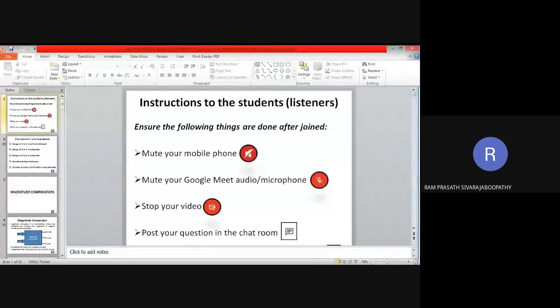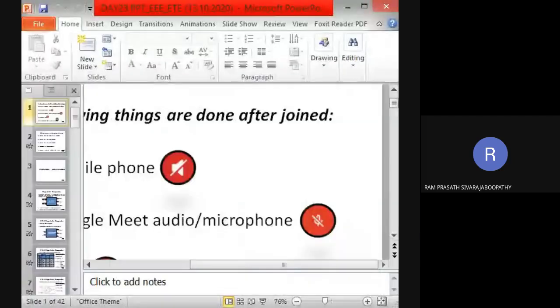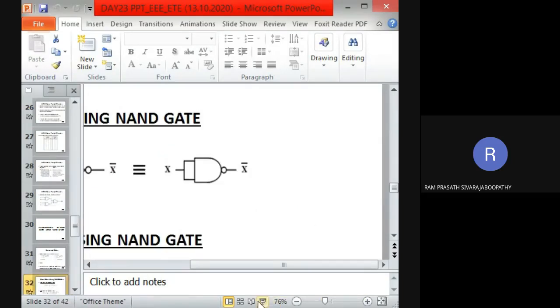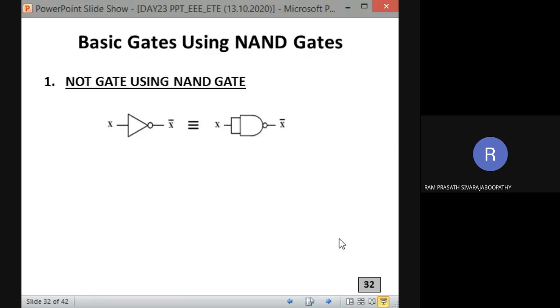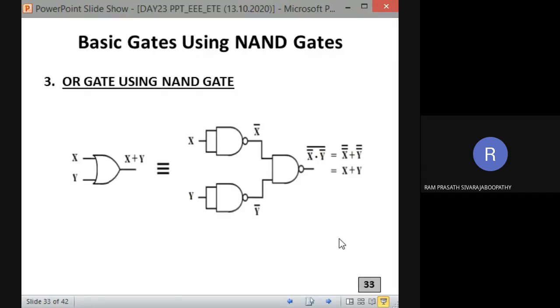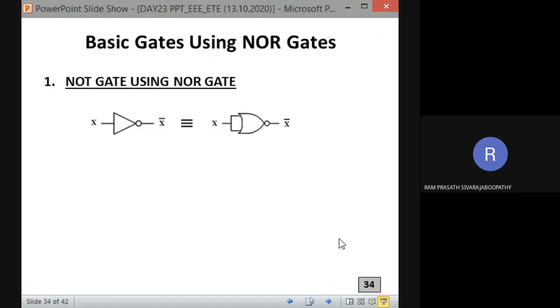Is it clear now? Okay. Now, the same thing. That means we can also derive AND gate, OR gate and NOT gate using NOR gate. Same. X plus x whole bar becomes x bar only. Correct?